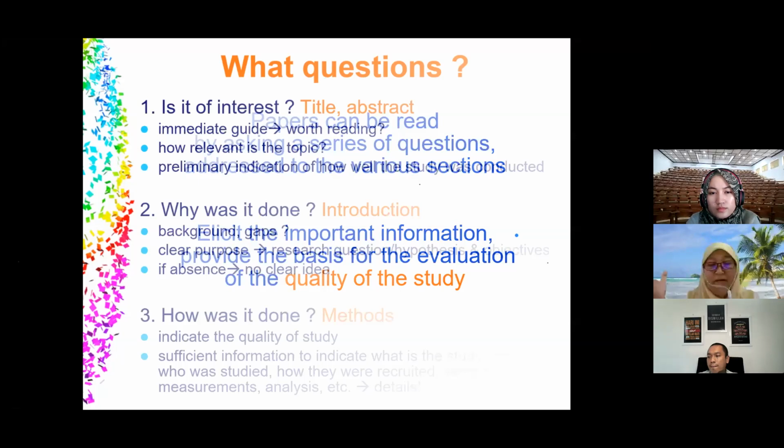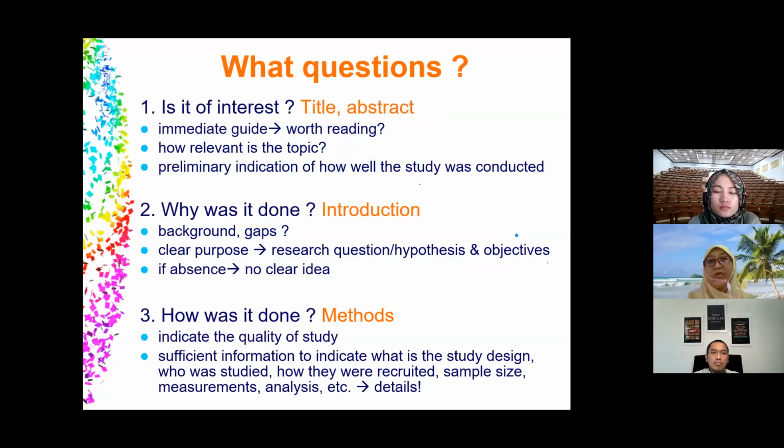Let's say you have a paper in front of you. Yeah. The first question, kita ada banyak paper ni, mungkin ada 50 papers, yeah, on a certain topic, a very wide topic. So you need to ask first, is this paper of interest? So how do you know whether the paper is of interest? Where to look? You have to look at the title and the abstract. Skim the title and skim the abstract. Because not just title, you have to skim title together with the abstract. Because this is the immediate guide whether this paper in front of you is worth reading or not.